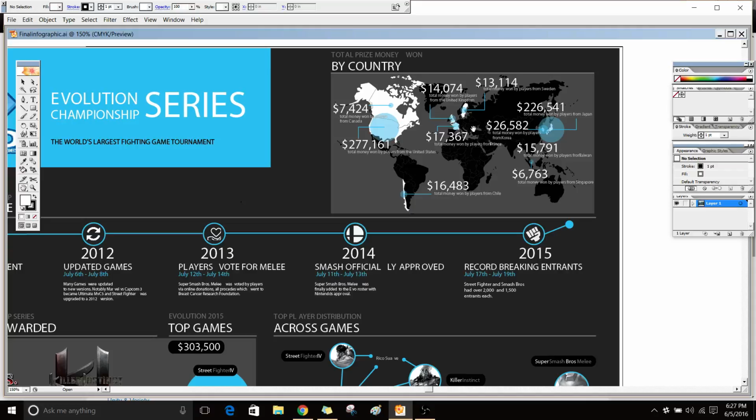It uses some amount of encoding, particularly 2 kinds, size and color. Size is used with these circles. The larger the circle, the more money a country has won. And also color. White highlights the country that has won, and black means that that country has not won any amount of money at all. So those are the 2 types of encoding that this display uses.